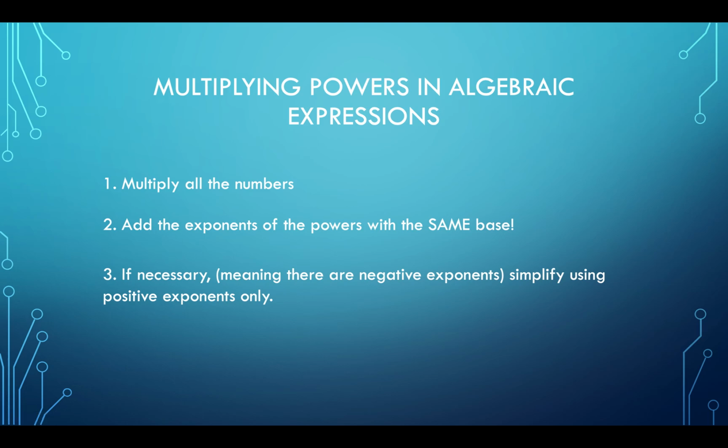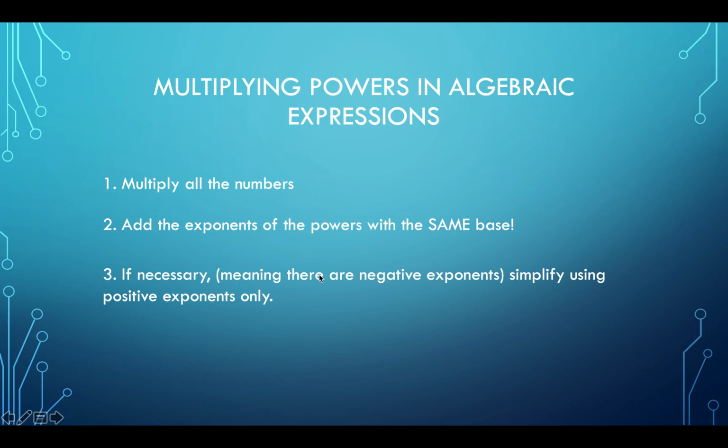What wouldn't be the same base is if I gave you something like x squared and y squared. Think about when we did combining like terms, you can only combine x's with x's and y's with y's and so on. Same thing here. Add the exponents of the powers with the same base. So same bases, you can only add exponents then.